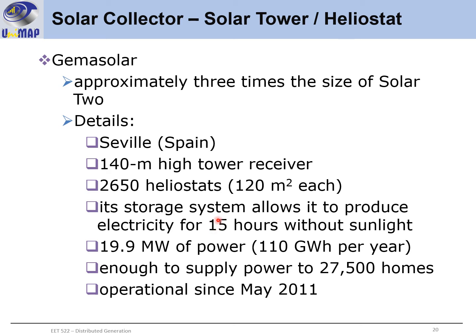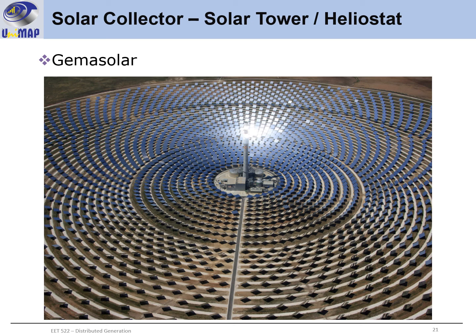So if they store enough molten salt in the storage, they can use it, maybe at night, to generate electricity. Okay, it can last 15 hours, very long time. Okay, so this power plant can produce around 19.9 megawatt of power, and it is enough to supply power to 27,500 homes, and it's operational since May 2011. Okay, and this is the Gema Solar power plant in Spain.